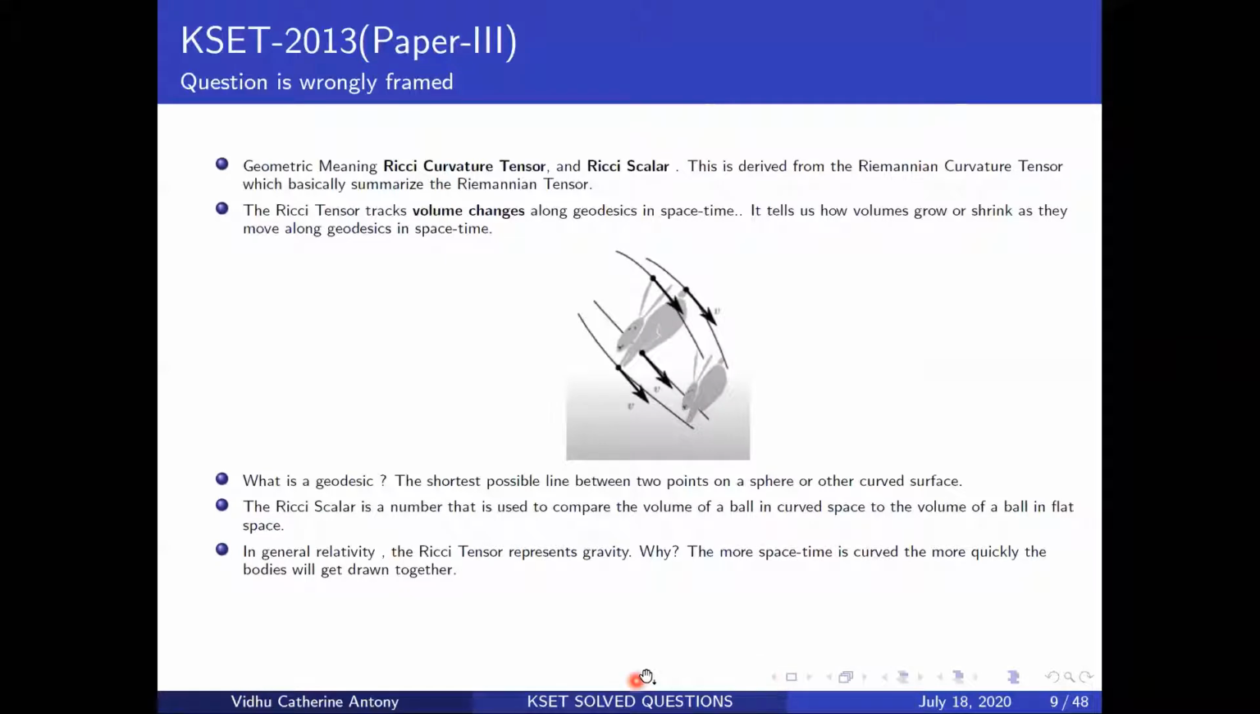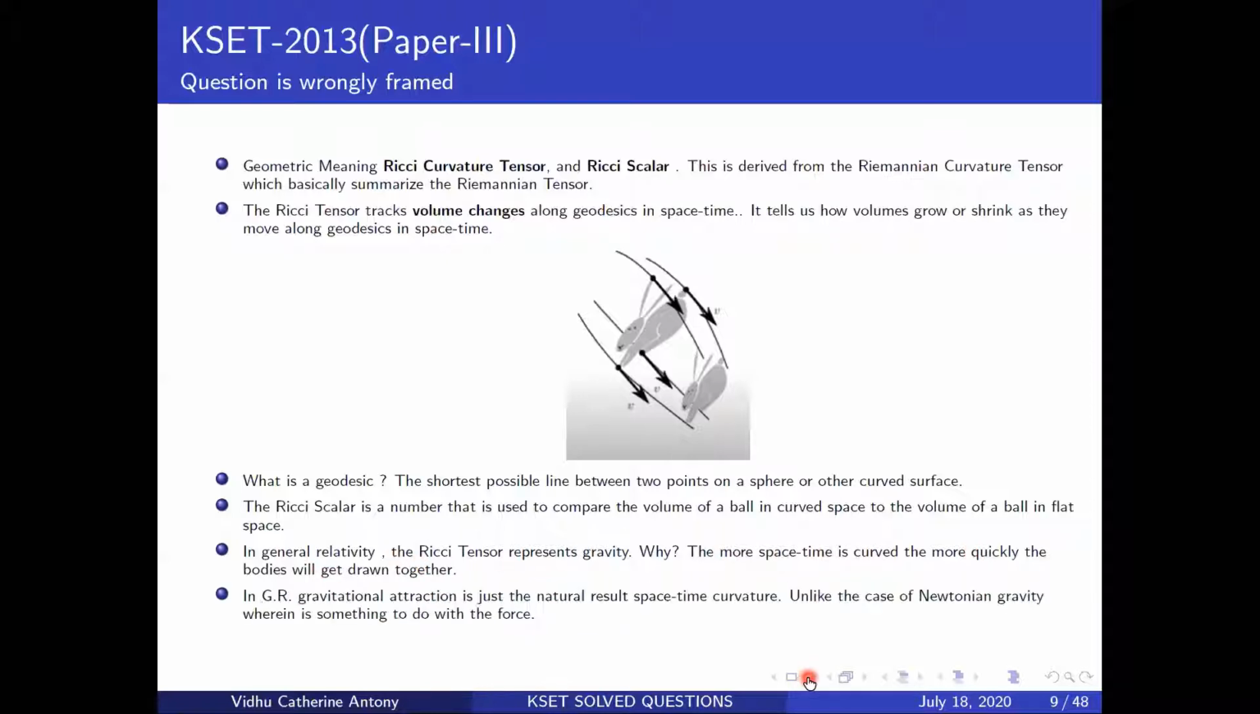Now what do we have here? Basically, what does the Ricci tensor do? The Ricci tensor in general relativity represents gravity. So I will tell you a little example of how these things can actually represent gravity. Not exactly, but it kind of directs you to that point. The more space-time is curved, the more the bodies will get drawn together at a particular point.